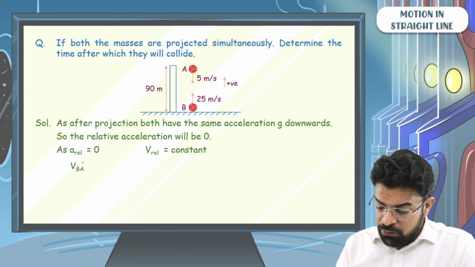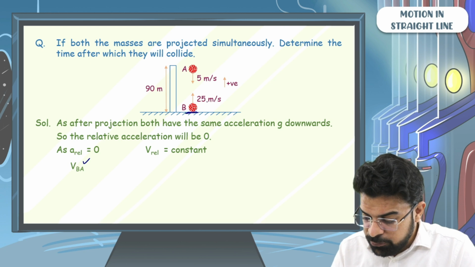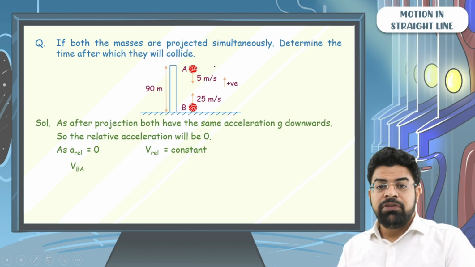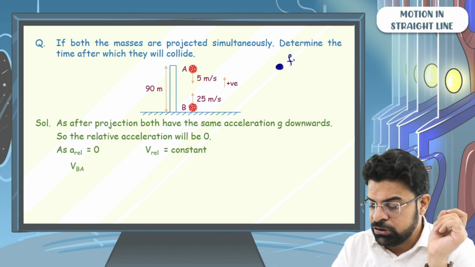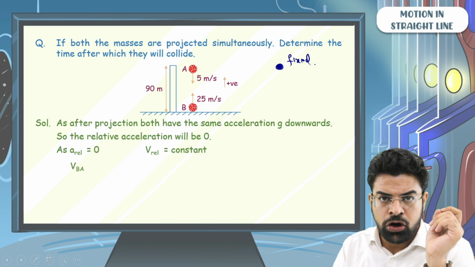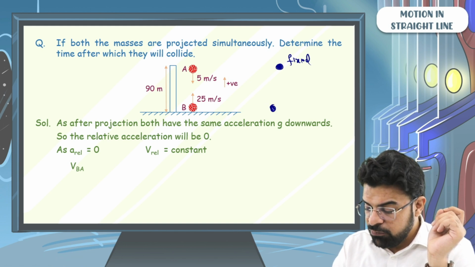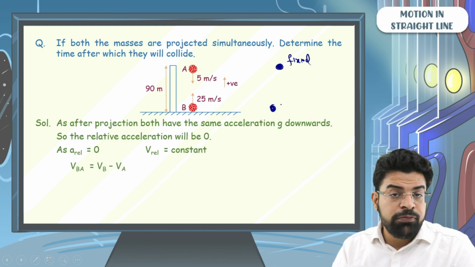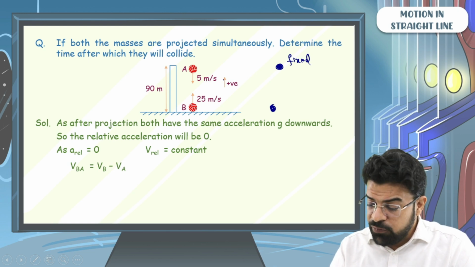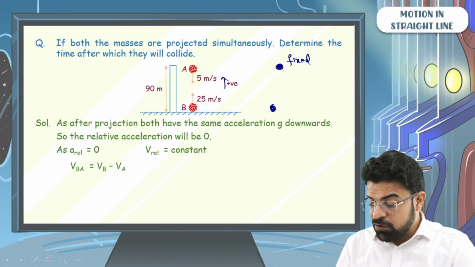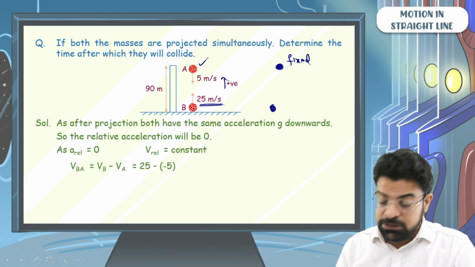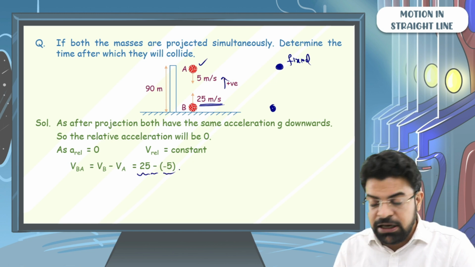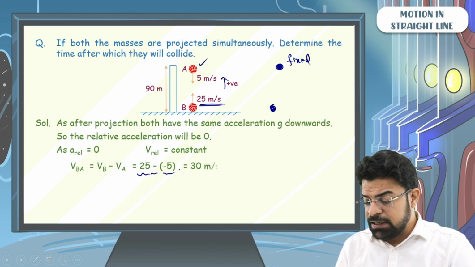Now, velocity of B with respect to A. When we are finding the velocity of B with respect to A, in the frame of A we will say, I am fixed, I am static, I am not at all moving. The velocity of B with respect to A will be nothing but velocity of B minus velocity of A. If I have taken the upward direction as positive, I will write the velocity of B as plus 25 minus velocity of A. Velocity of A is minus 5. So you get 25 minus minus 5, minus becomes plus. So you get that the velocity of B with respect to A is 30 meter per second.